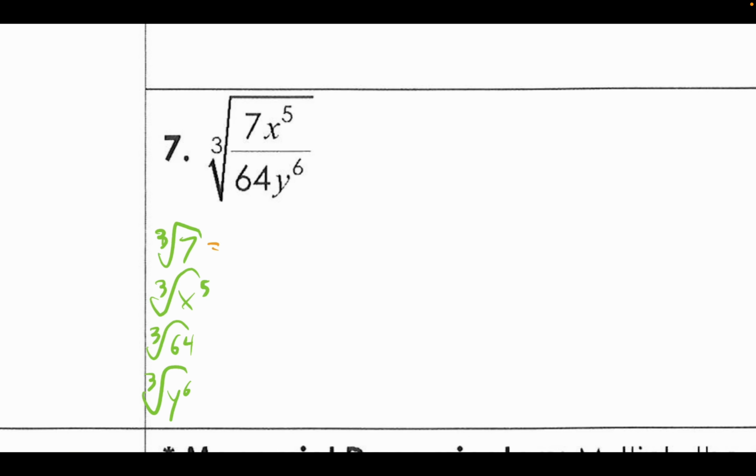Cube root of 7 just simply stays cube root of 7. Can't simplify. No perfect cube is a factor. Cube root of x to the 5th is x to the power of 5 over 3, which can be rewritten as x to the power of 1 and 2/3. Cube root of 64 is just 4. And cube root of y to the 6 is y to the power of 6 over 3, which is just y to the power of 2.